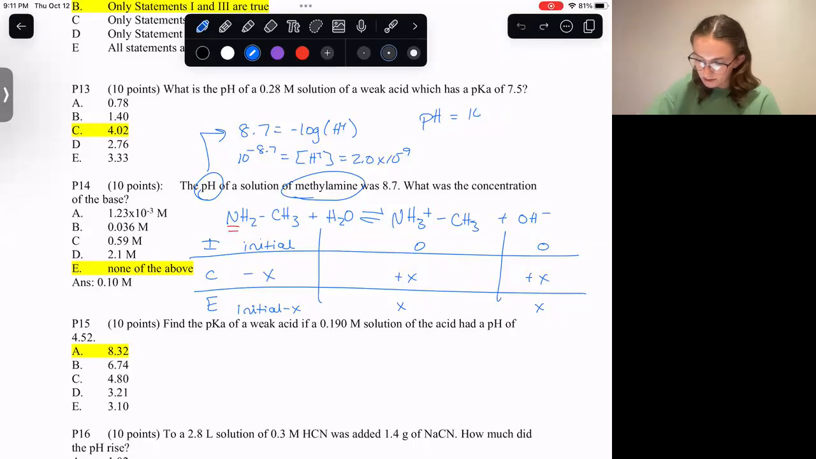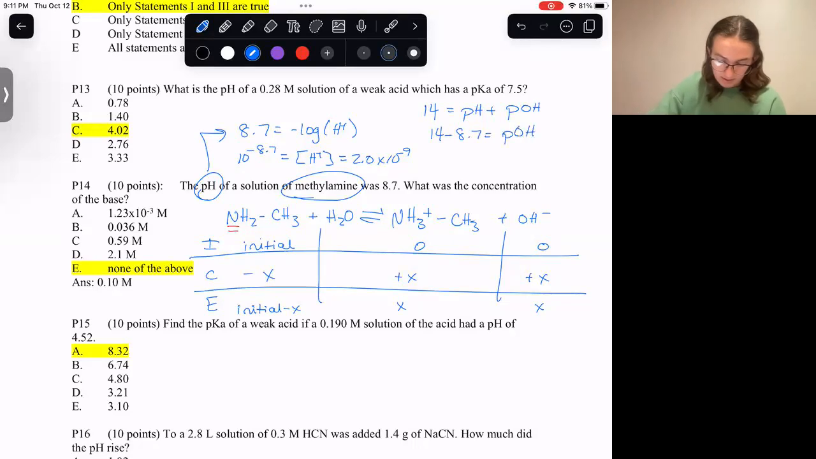Oh, dear God. It's getting late. I can feel my brain shutting off. It says 14 is equal to pH plus pOH. We have pH. We can say that 14 minus 8.7 is equal to the pOH. So the pOH is 5.3.